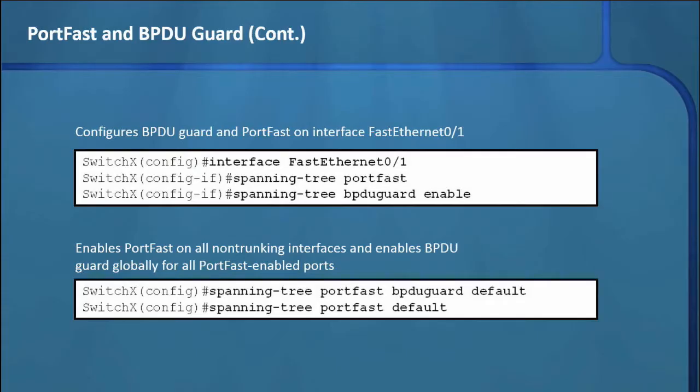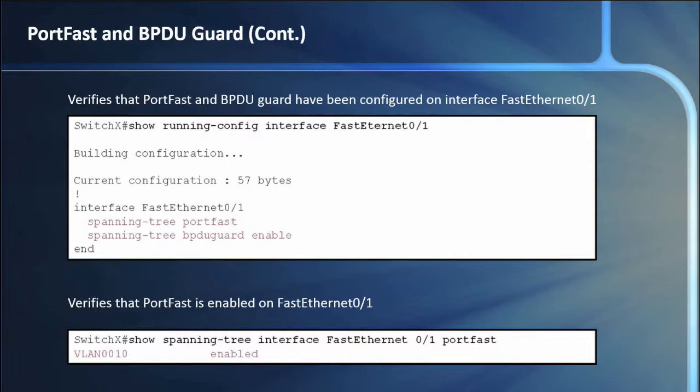Cool. So these are the commands to enable it. Now, do you want to do it on every single interface? Maybe, maybe not. You could do it as a global parameter. I could say spanning tree port fast, BPDU guard default, and then spanning tree port fast default. This will turn it on all interfaces automatically. And then you could disable it on an interface by interface basis if you wanted. So when you do a show running config, you'd notice that port fast and BPDU guard are enabled side by side.